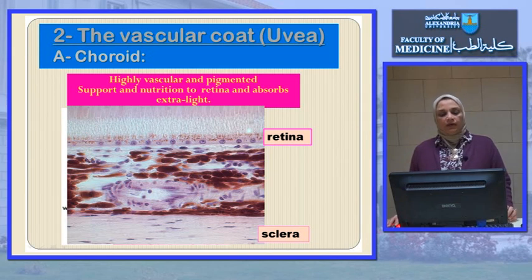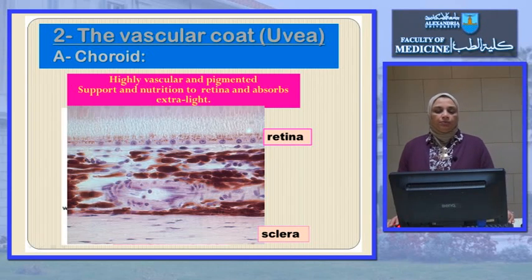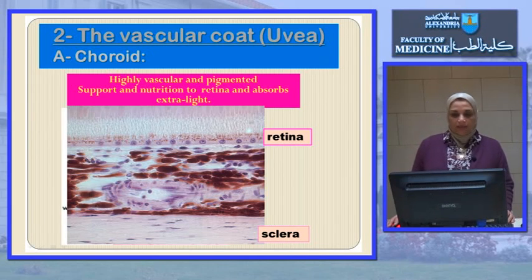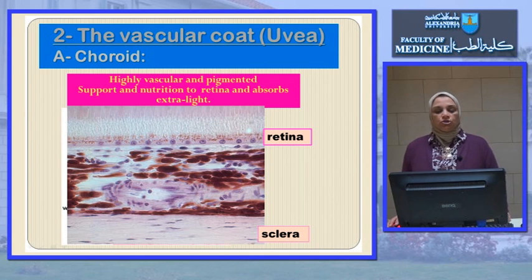The blood vessels here are a source of nutrition to the retina, and also the melanin absorbs the extra light. Any extra light passing through the retina to stimulate it will be absorbed by the pigments present in the choroid. So it's simple to know that the middle coat's main function is nutrition and pigmentation for absorption of extra light. This is for the choroid.